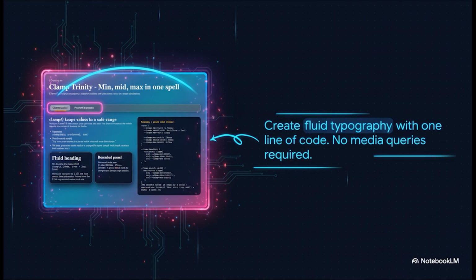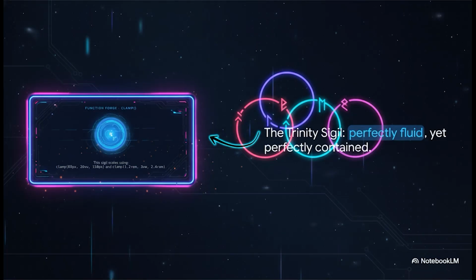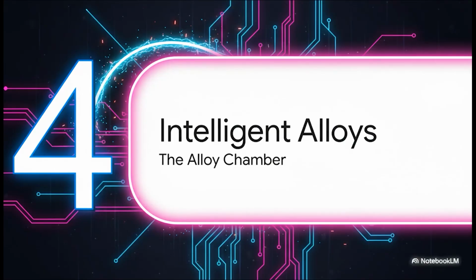It's incredible. Just watch the Trinity sigil here. As the viewport changes, see how the orb scales so gracefully. There are no sudden jumps at breakpoints. It's perfectly fluid, yet it's perfectly contained. That's the elegant power of clamp. Okay, we've mastered the individual runes. Now it's time to enter the alloy chamber, where we're going to learn how to combine these functions into some seriously powerful, intelligent alloys.